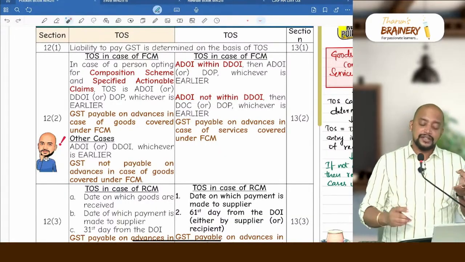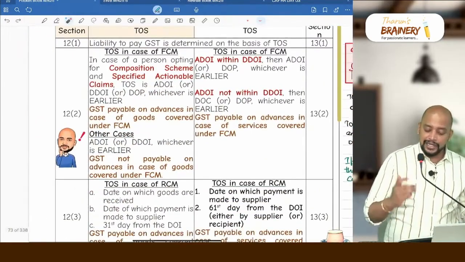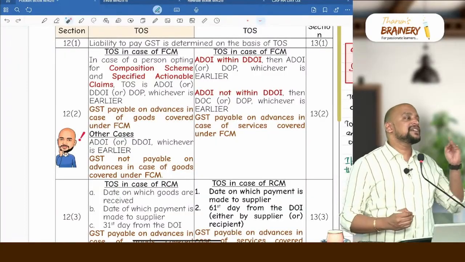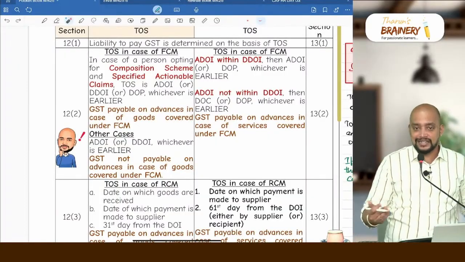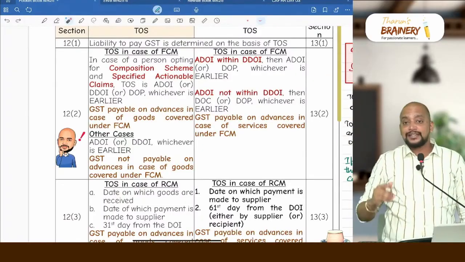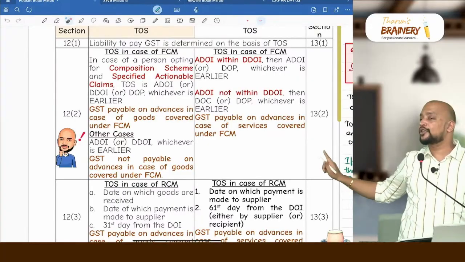Due date of invoice, which we just determined, or actual date of invoice, or date of payment, whichever is earlier. Which means whether they will pay GST on advances, yes. If the invoice is next month and the due date of invoice is also next month, but payment is received this month, they need to pay GST on advances. That's what we connected in the composition scheme.